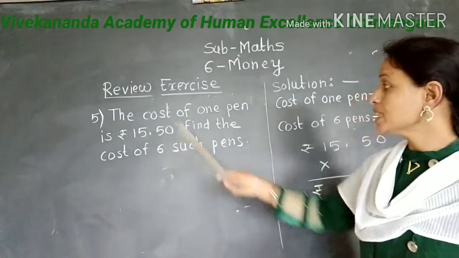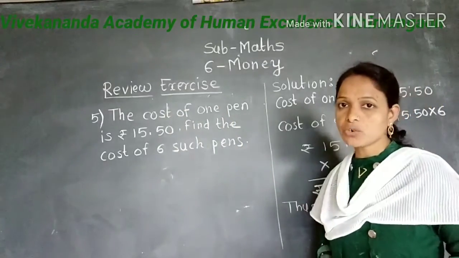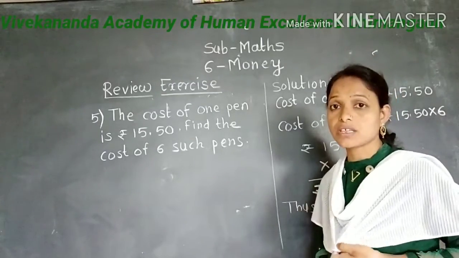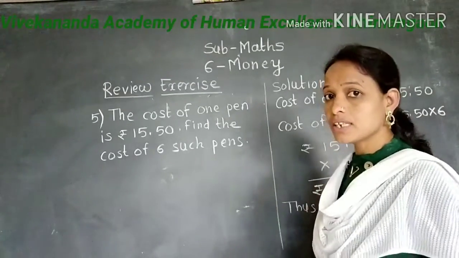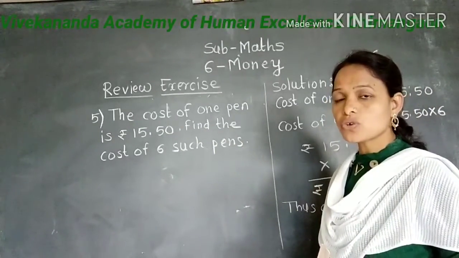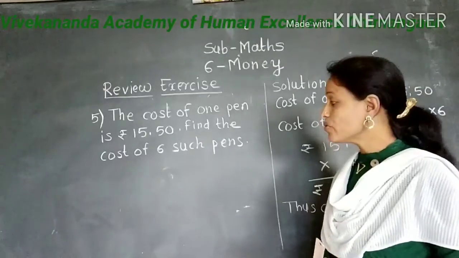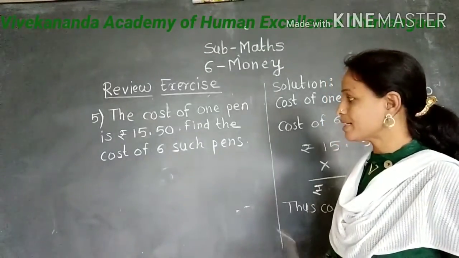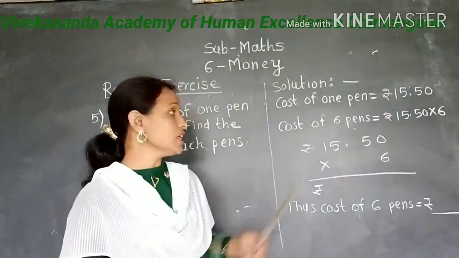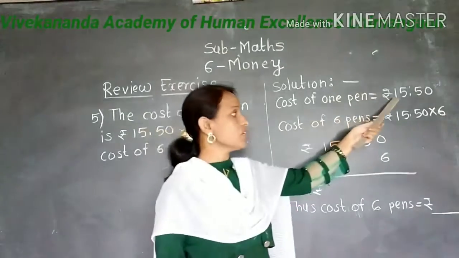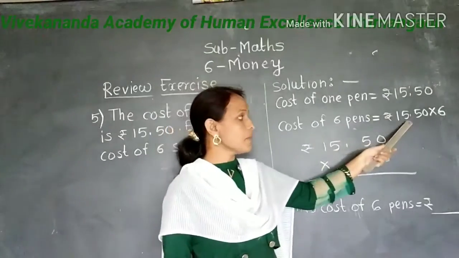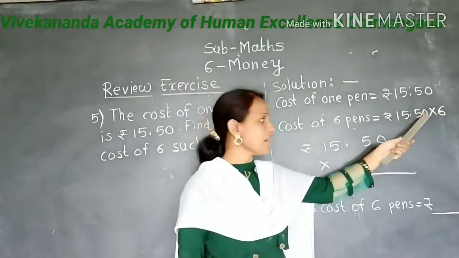Next word problem. The cost of 1 pen is 15 rupees 50 paise. Find the cost of 6 such pens. Okay, in this example the cost of 1 pen is given and you have to find out the cost of 6 pens. So to find the cost of 6 pens we have to multiply 15 rupees 50 paise by 6.